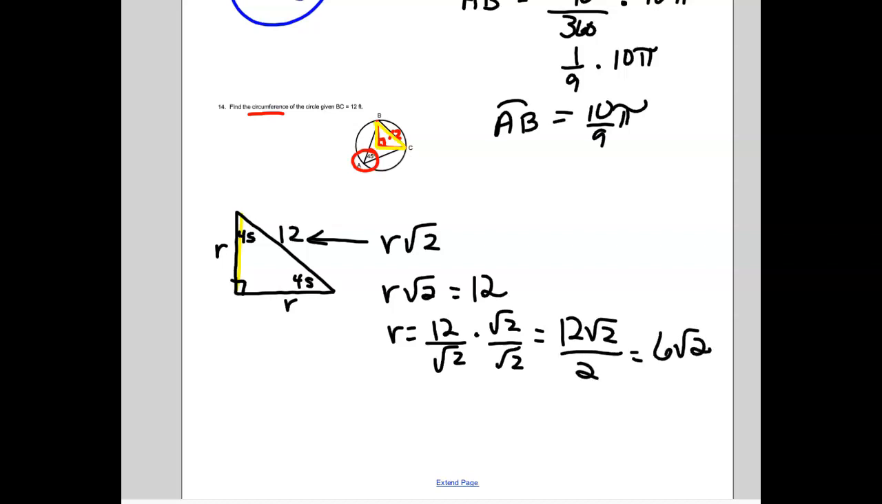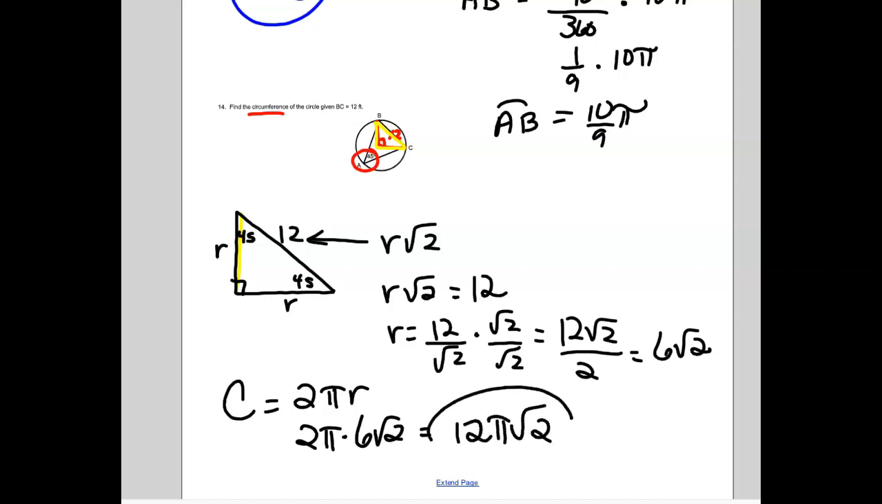Okay, so my radius is 6 root 2, and they want us to find the circumference. Circumference is 2 pi r, and so we need 2 times pi times 6 root 2, which ends up being 12 pi root 2.